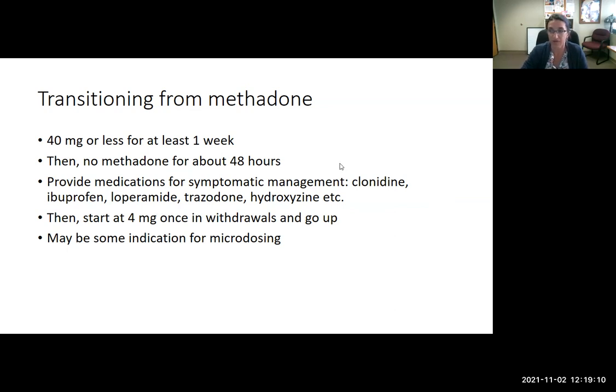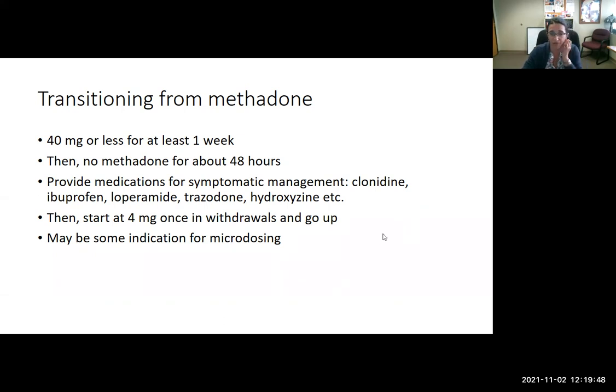And as far as transitioning from methadone, usually we're aiming for getting down to 40 milligrams or less for at least 1 week, and then being off of methadone completely for 48 to 72 hours. Again, you want to provide medication for symptomatic management, so certainly they may have more of a need for this with these transitions. Medications such as clonidine can kind of help with that internal sort of irritability feeling on CS. The ibuprofen help with cramping, loperamide for their stomach, trazodone, etc. Hydroxyzine may be quite helpful for anxiety and insomnia.